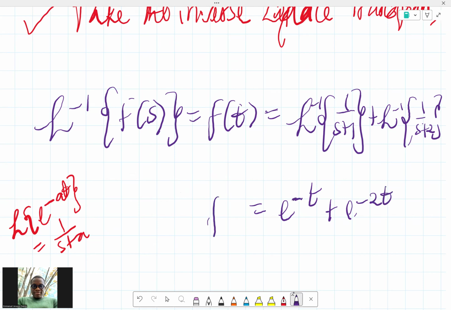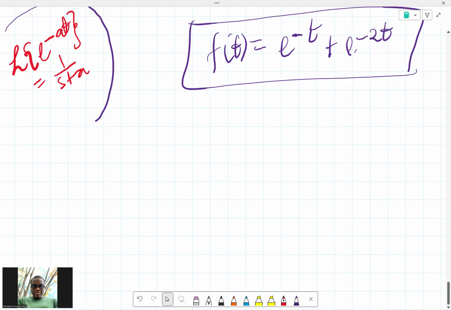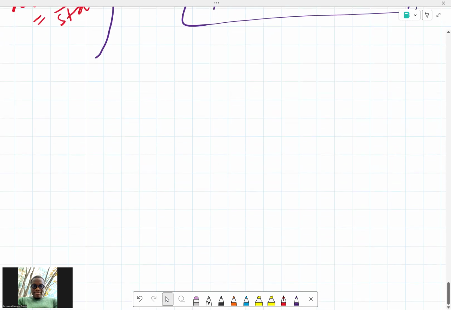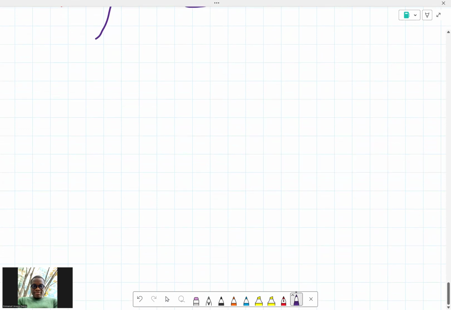Okay, so we say f of t now in the time domain is e raised to power minus t plus e raised to power minus 2t. So that's the easy way to handle that. Okay, so that's straight to the point. Before we go, let's take some practice questions.